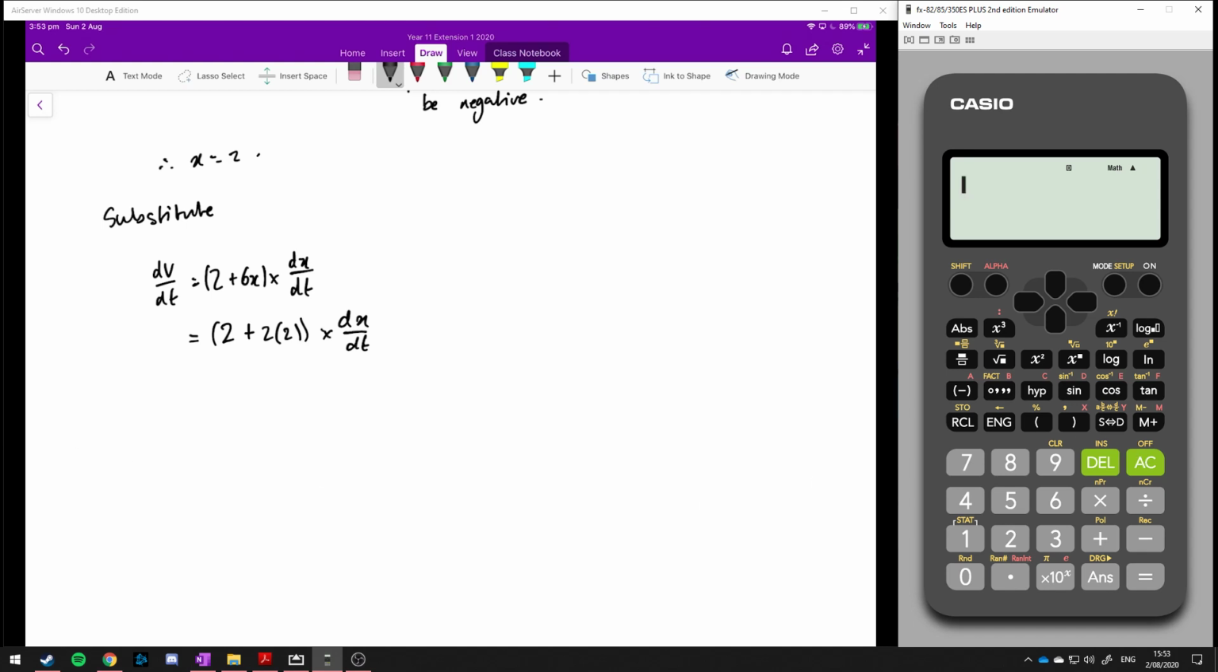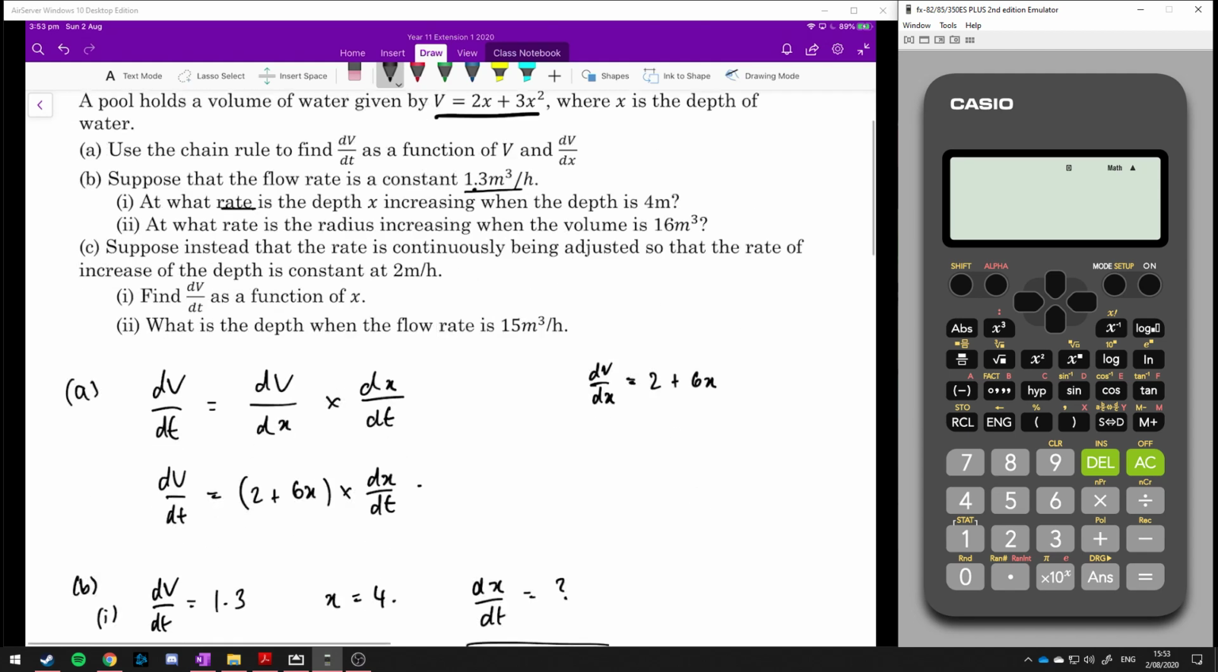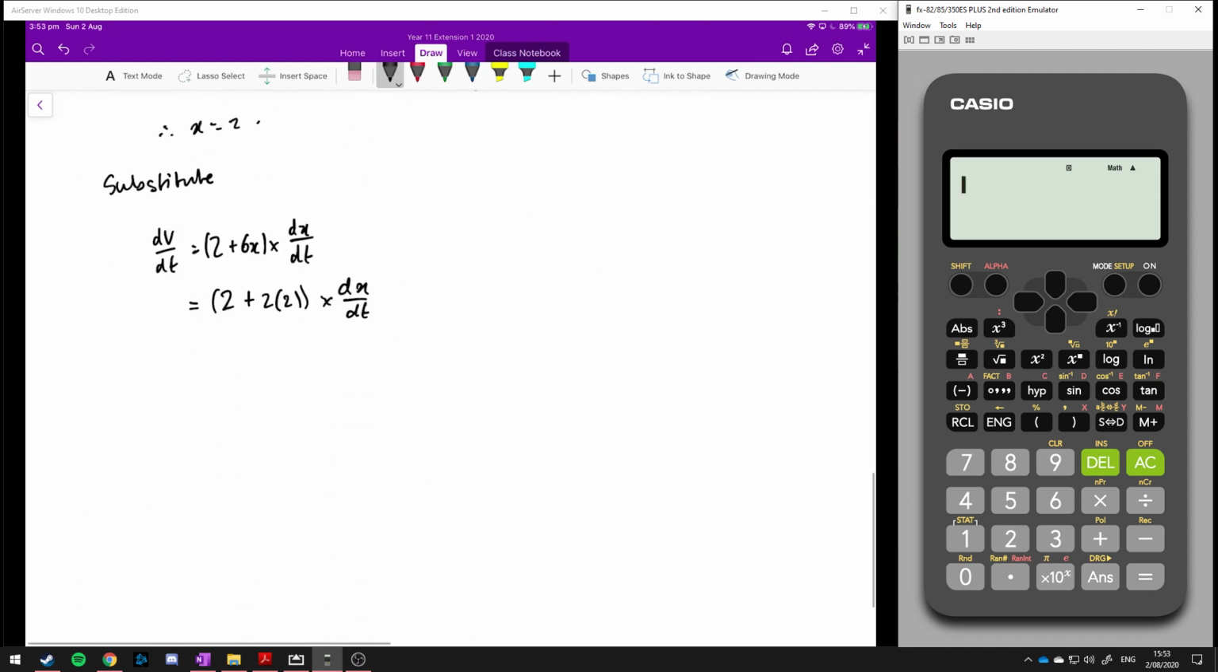Just give me a second to look at my notes. I believe it should be the 1.3 again. So we're using that 1.3 number again. That 1.3 at the top is affecting both of these. So 1.3 is equal to 2 plus 2 times 2, so it should be 6 times dx dt.